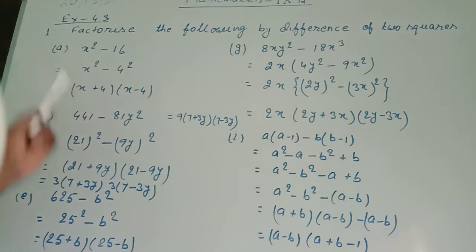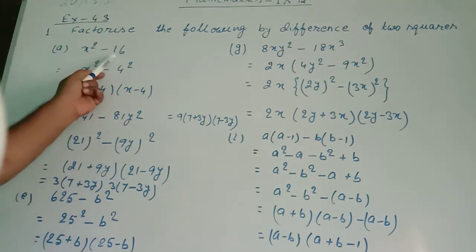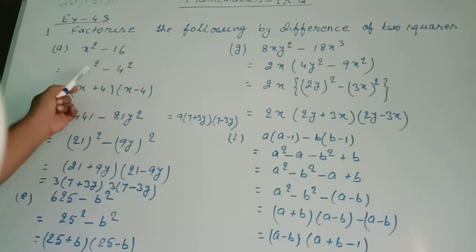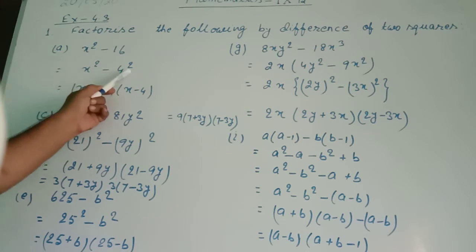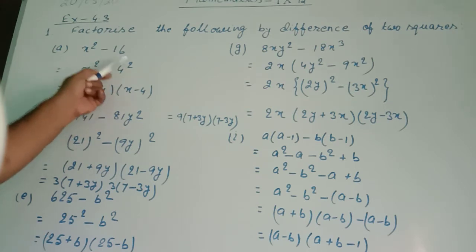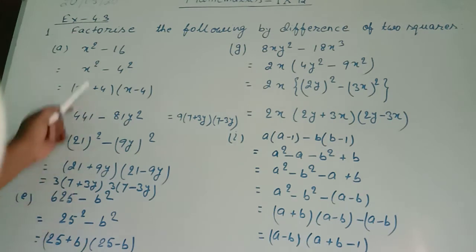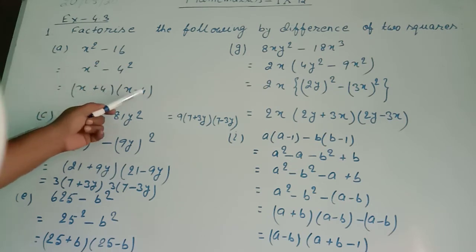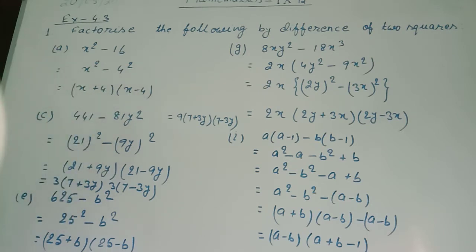Question number A. The expression is x square minus 16. We have to change this expression in the form of a square minus b square. For that I wrote x square minus 4 square, because 4 square equals 16. So this became in the form of a square minus b square. For that we can write a plus b into a minus b, means x plus 4 into x minus 4.